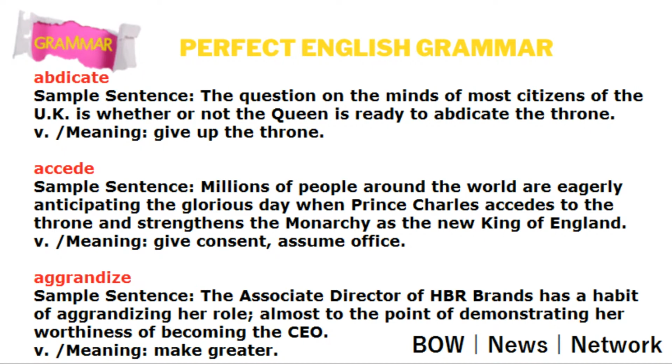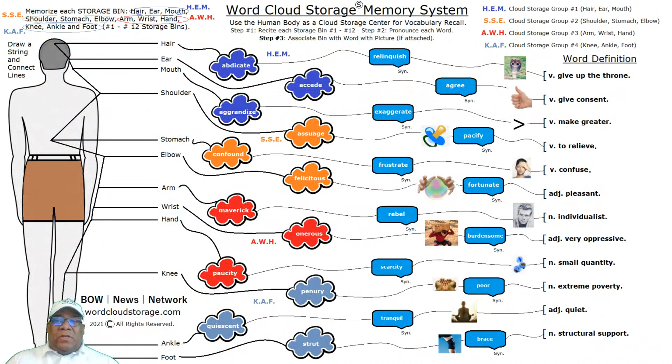Verb meaning give up the throne. So that means abdicate. That's why we used the image of a king cobra, so that you'd remember by making a word association between abdicate and the hood of the king cobra, which is synonymous with the hair on top of your head. So once you make the association of abdicate to the king cobra hood, that has to do with giving up the throne.